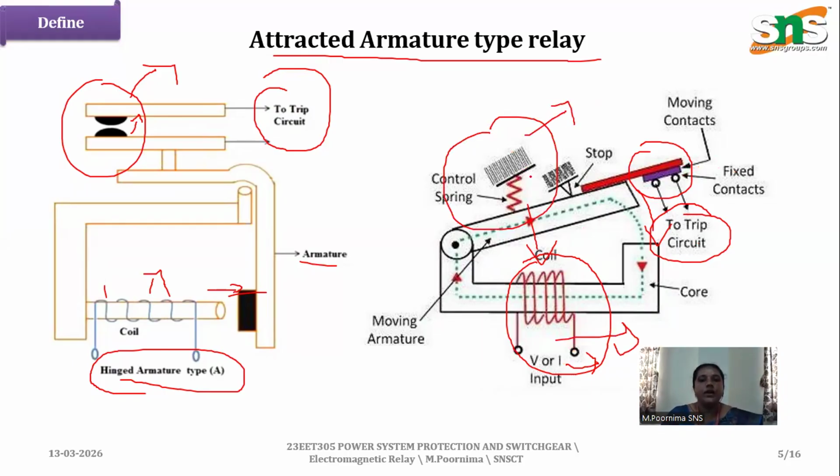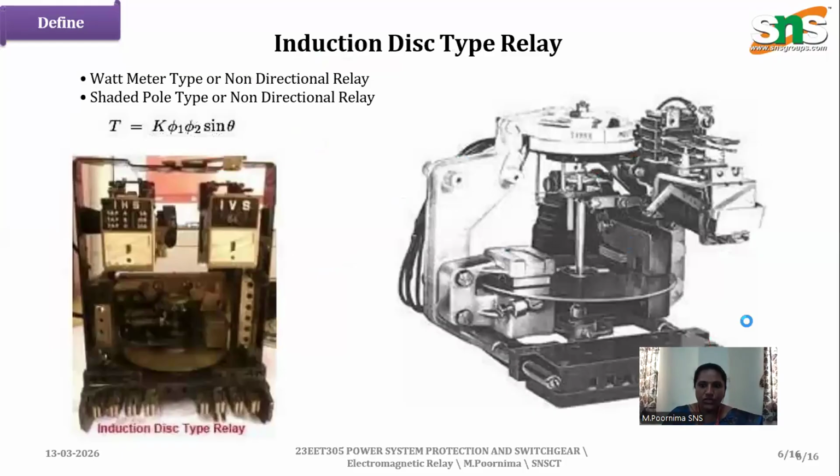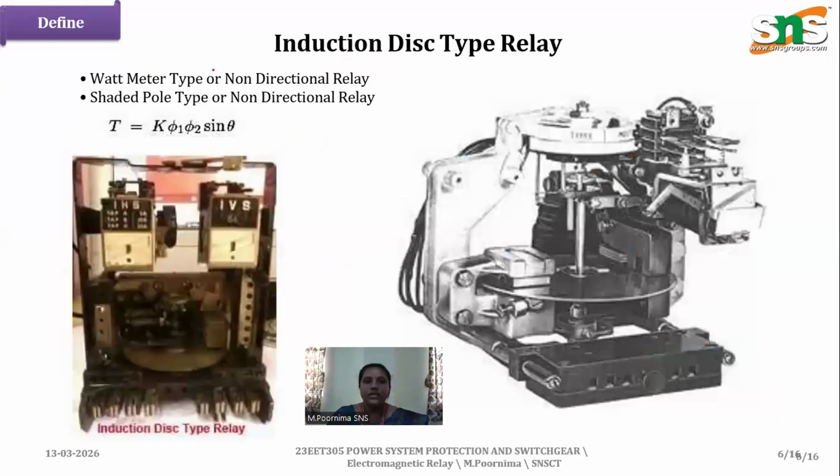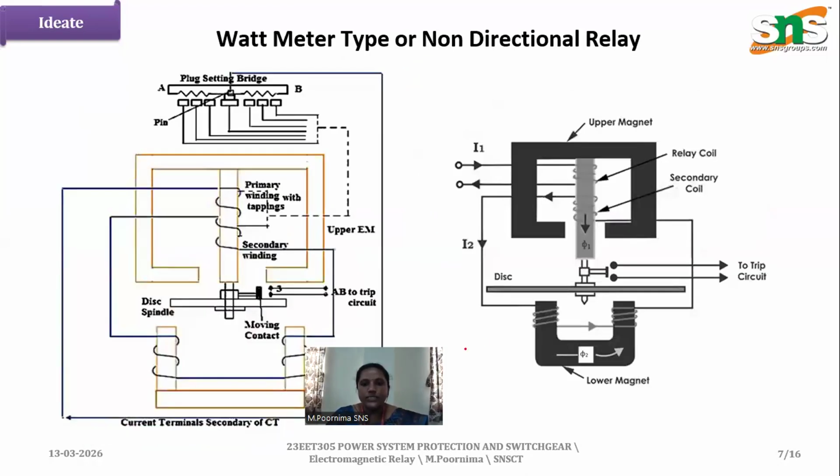The next type is the induction type, the wattmeter type or non-directional type. You can see the wattmeter picture, and the shaded pole types are non-directional types. This acts as a relay contactor. We can see this more clearly in the next slide.